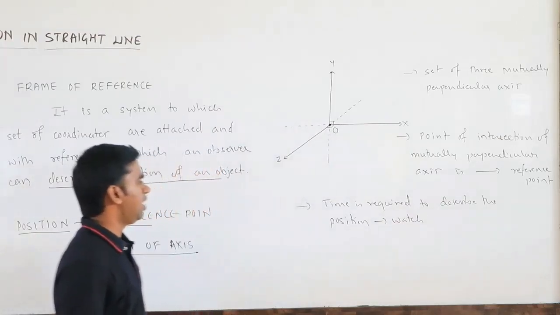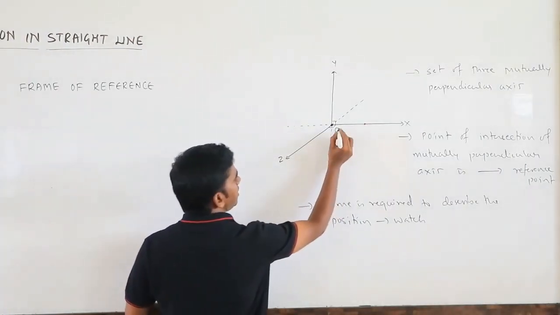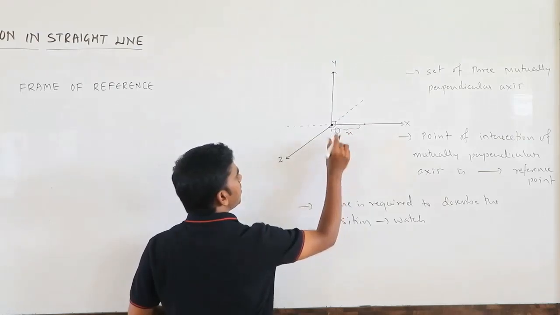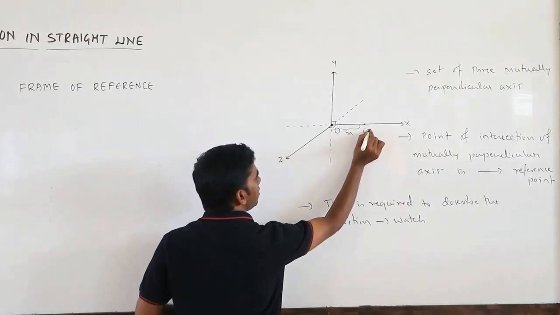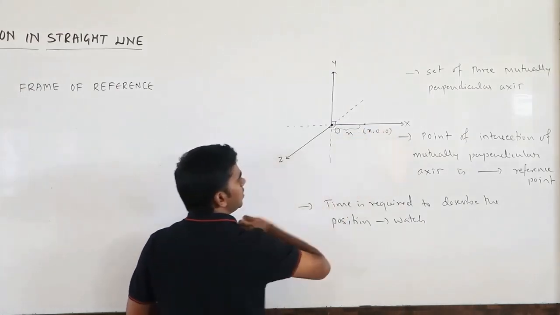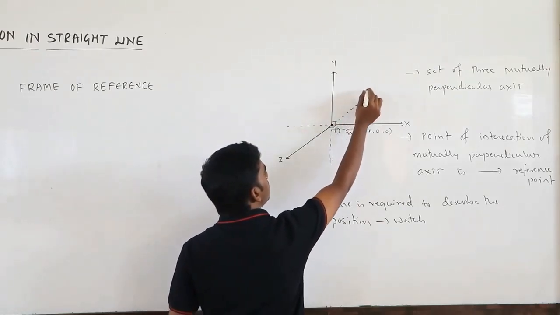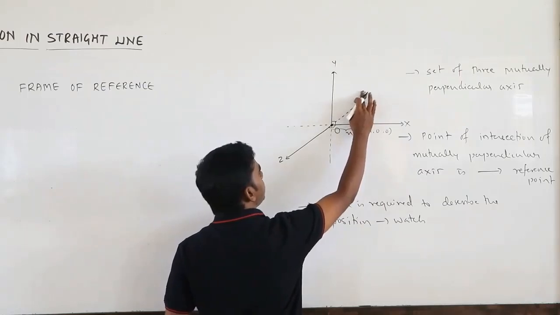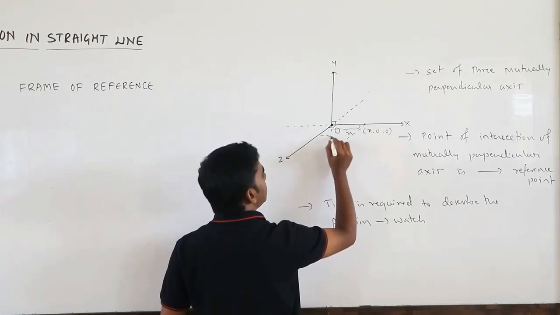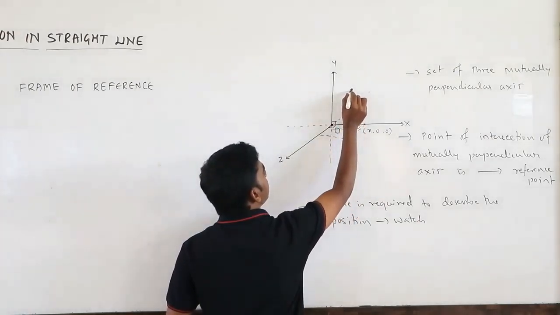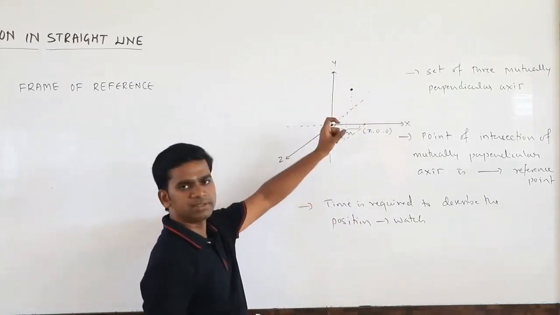Then how can we define it? Suppose your object is here. Say it is at a distance x. What about y? y is 0. Then z is also 0. So we can write x, 0, 0. Suppose it is somewhere here in this space. I will take the object somewhere here. That means it is in this space.